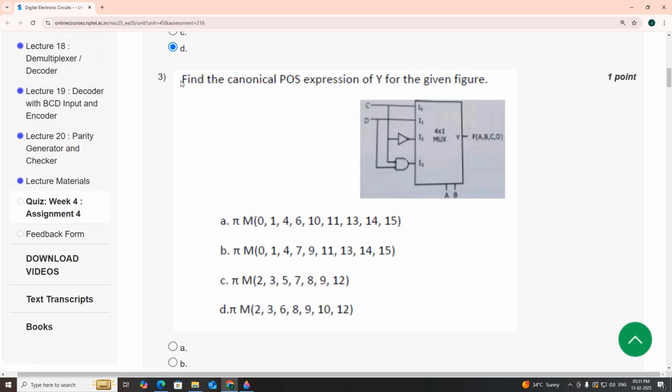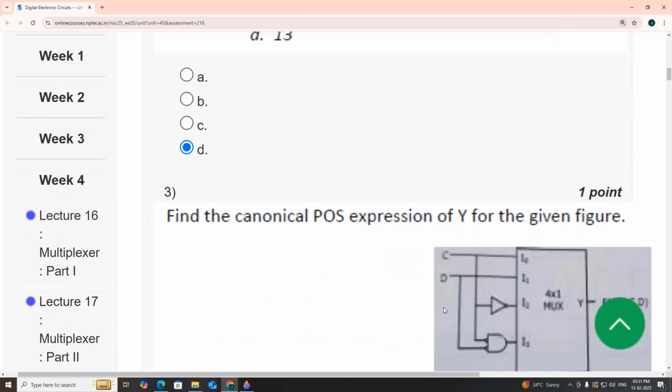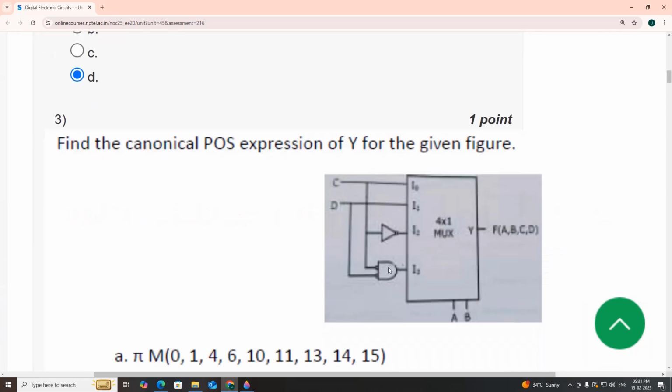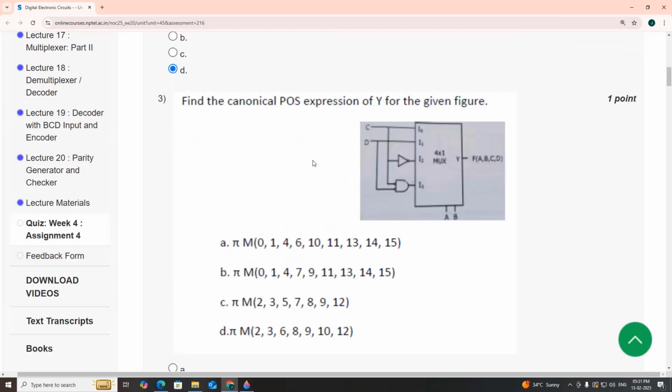We'll move on to the third question. Find the canonical POS expression of y for the given figure. Remember, this is a NOT gate, and this is an AND gate, but there are two bubbles here. Now we'll try to find the canonical POS expression.